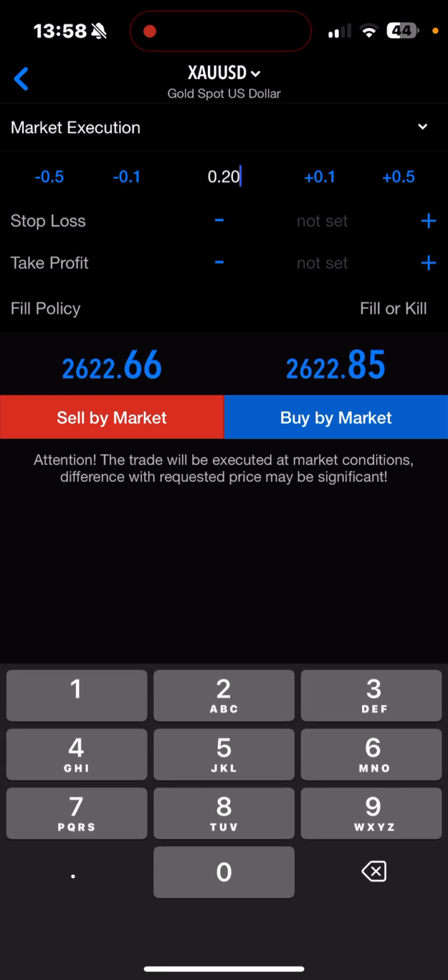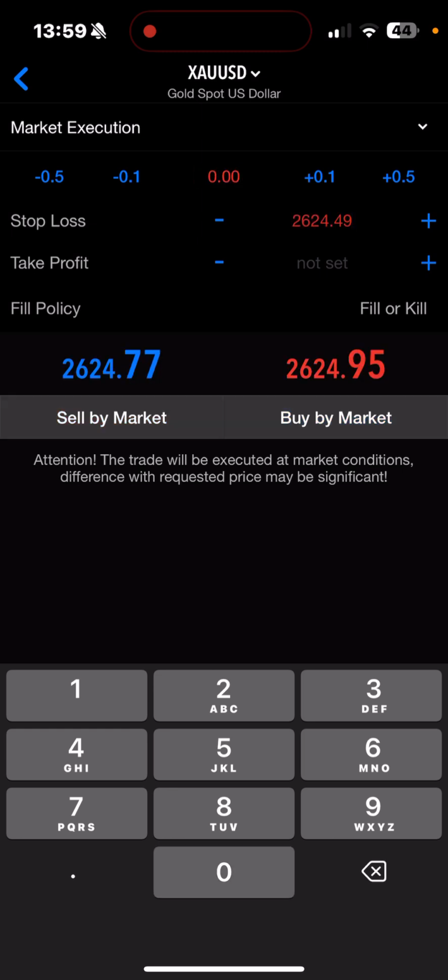Now, on this occasion, you put your lot size here. You can put 0.20, which means you are investing $2 per pip. If you're doing 0.1, that is $1 per pip. If you're doing 1.00, that's $10 per pip. This is the sort of investment that you're doing.